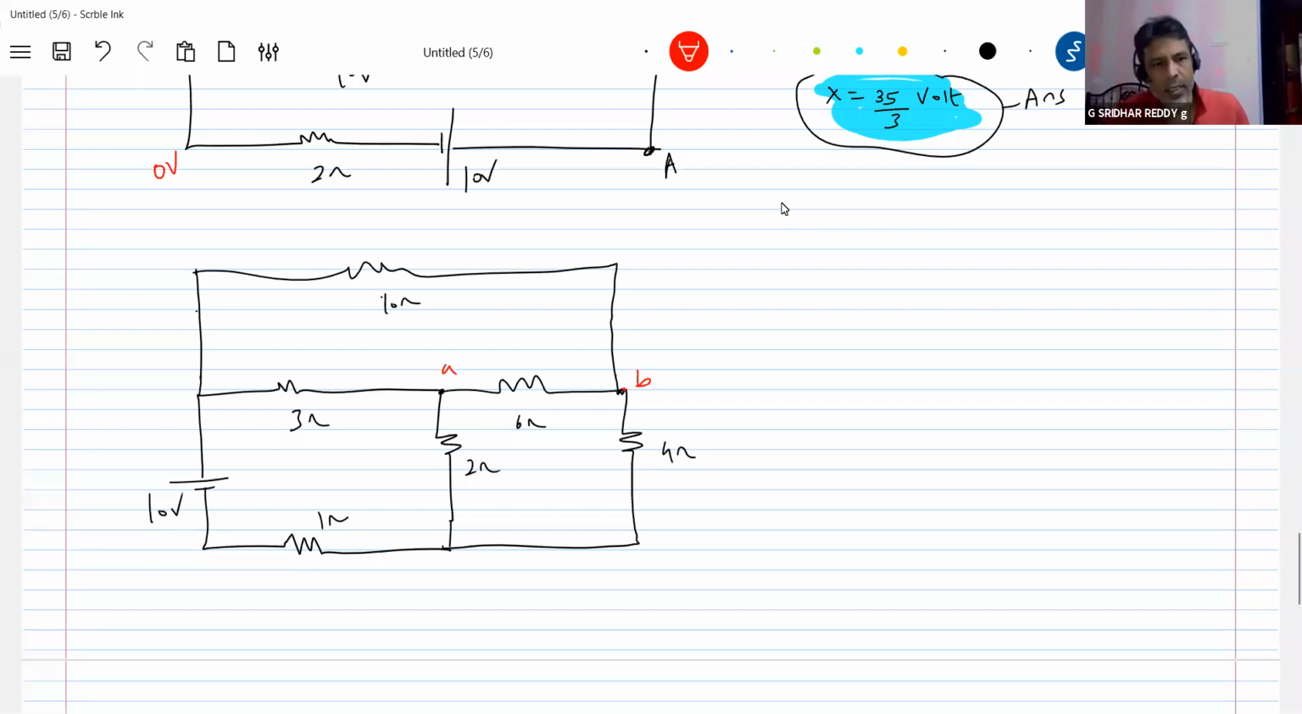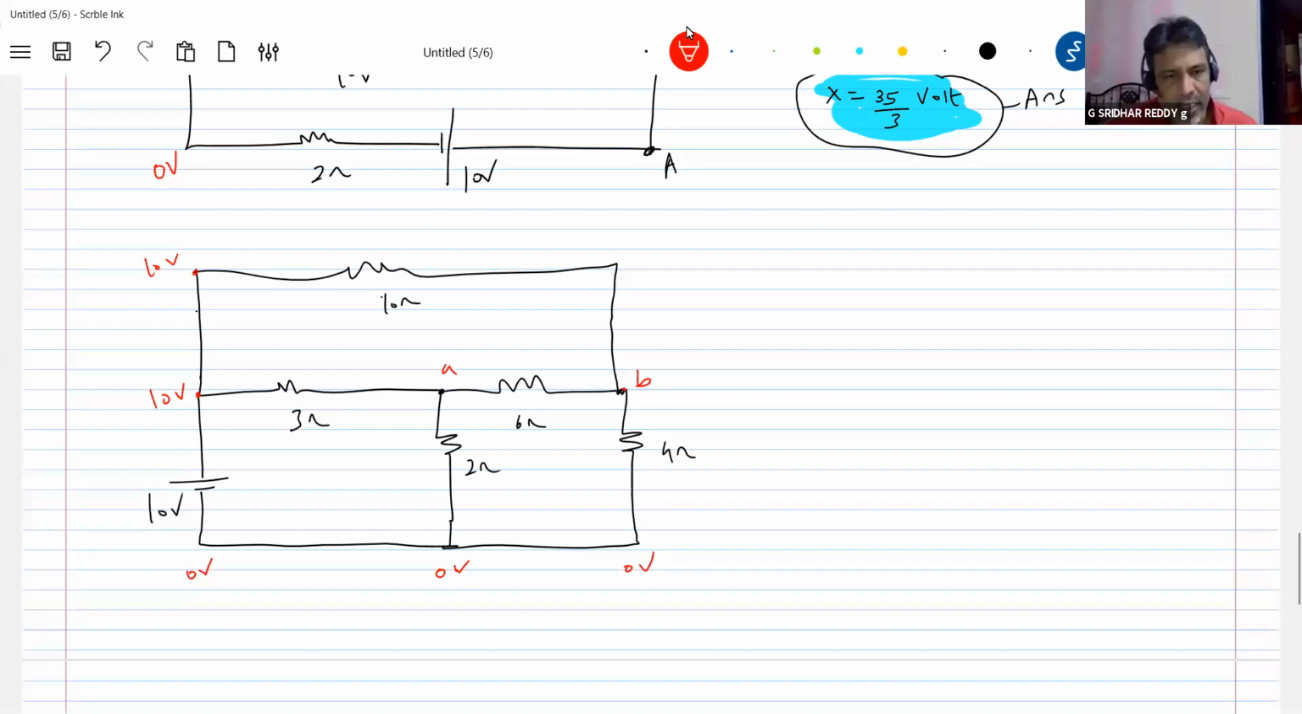Definitely, this will become zero potential. There's no resistor here. This point will become zero potential. We can assume like this, that we'll start with zero potential. Then as this is a cell, this should be 10 volt. Okay, fine. So this should also be 10 volt.